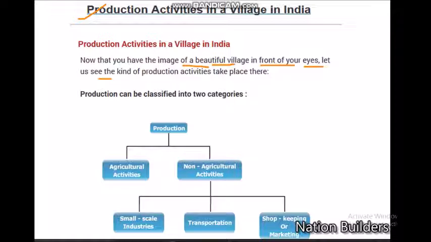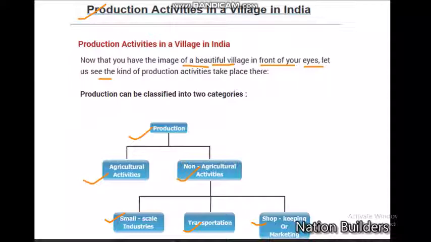What activities take place in this beautiful village? These production activities can be classified in two ways: agricultural activities and non-agricultural activities. Both kinds of activities take place here. Along with the agricultural activities, non-agricultural activities such as small-scale industries, transportation, shopkeeping and marketing also take place in all villages like Palampur. We are going to study all that in this chapter one by one.